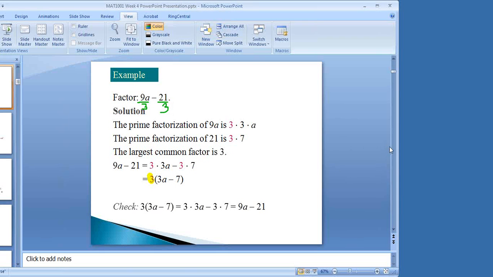Okay, and this should look familiar from last week. And what am I left with? 9a over 3 is 3a. Negative 21 over 3 is negative 7. And what I'm highlighting here, the whole thing, that is our final answer. The great thing about this is to check, all we have to do is multiply back.